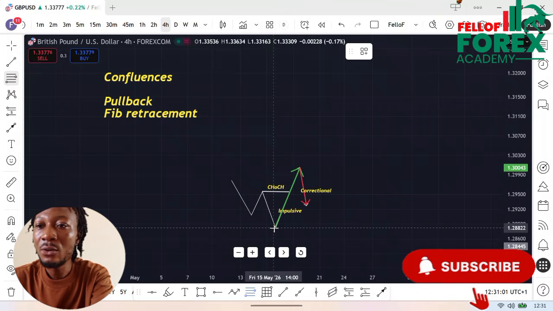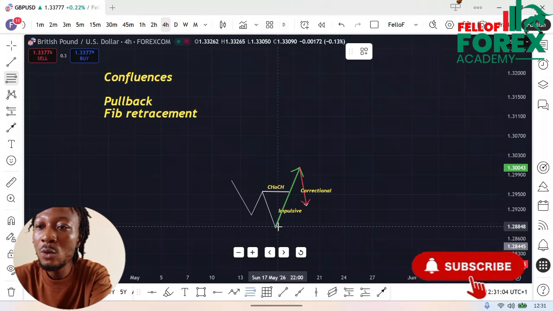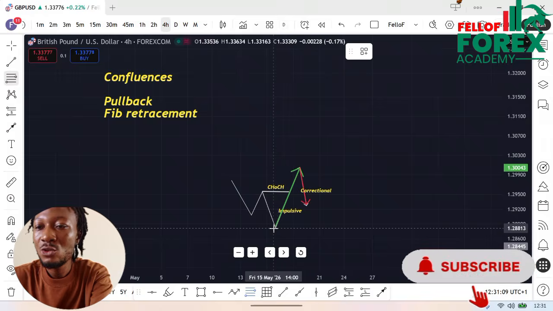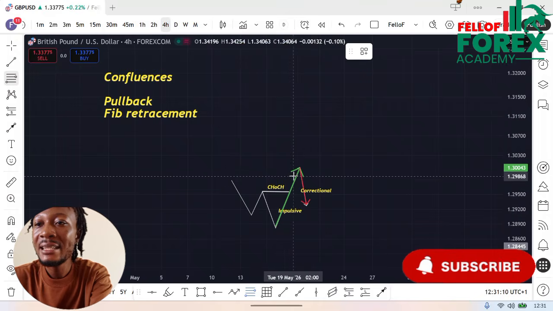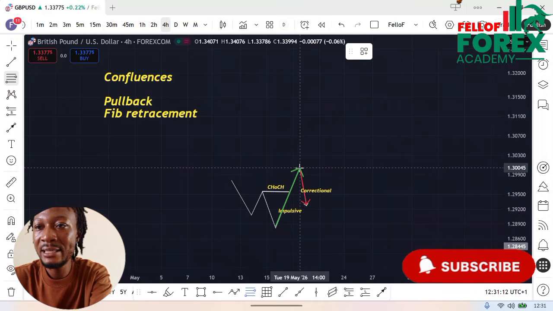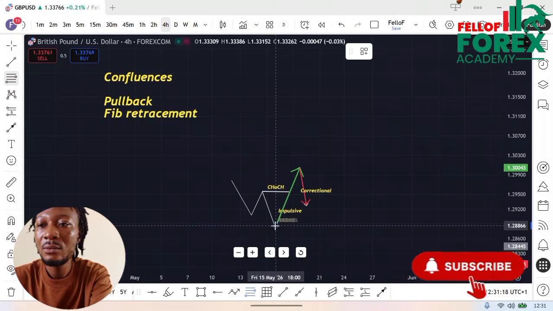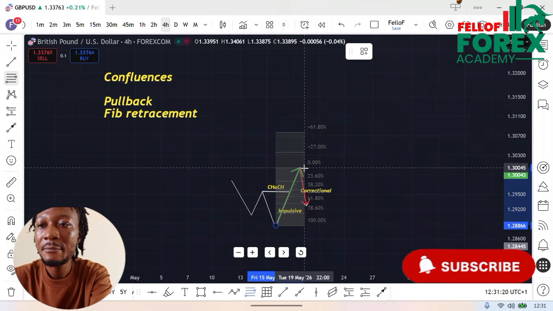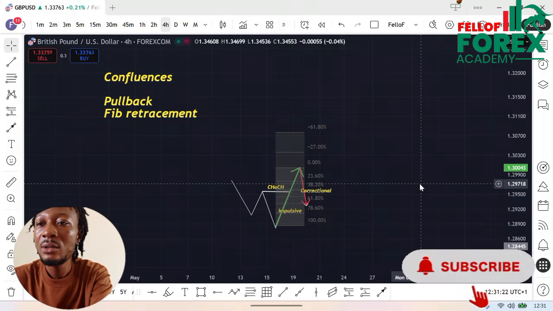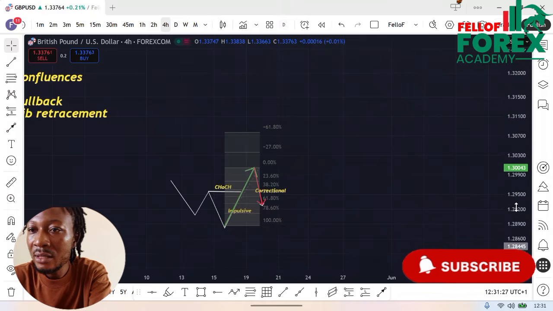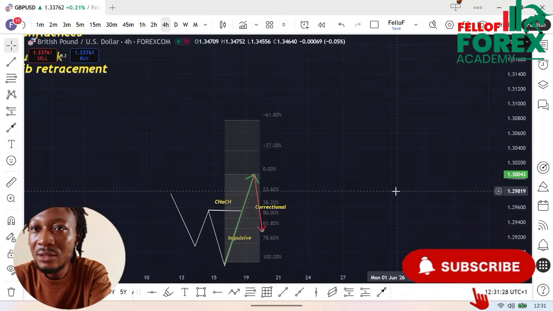Now you take your Fibonacci from the lowest point price got to, the swing low. So this is a swing low, this is a swing high, and this is the most recent swing high that was created, because this is where price stopped. So we take from this low to this high. Now if you look at the Fibonacci closely, you'll see something. Let me widen it so you can see.